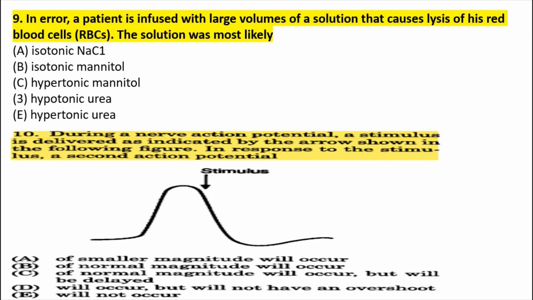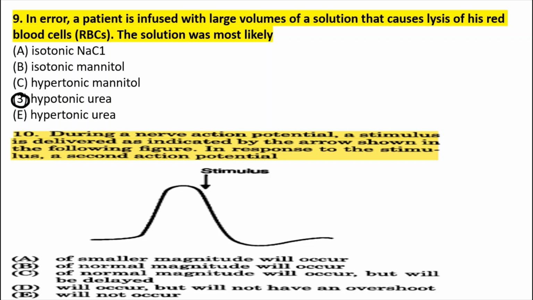Number 9. In error, a patient is infused with large volumes of a solution that causes lysis of his red blood cells. The solution was most likely a hypotonic urea solution. Why? Because we know hypotonic solutions are the ones that go into cells.